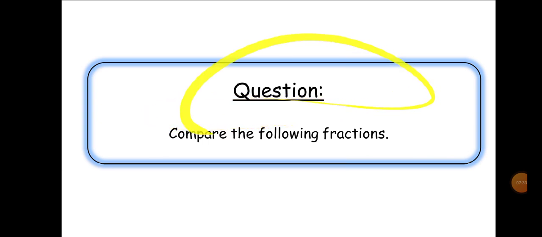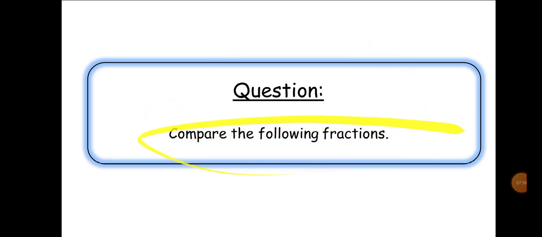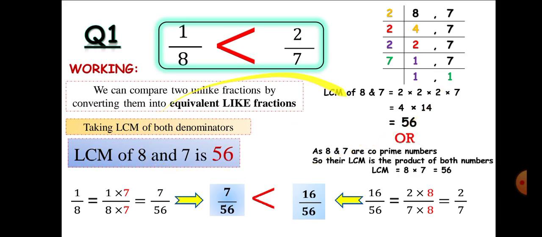Now the question is: compare the following fractions. First of all, I have 1/8 and 2/7. If you look at the denominators, they are not the same, so we have to convert them into equivalent fractions by taking the LCM of both numbers. The LCM of 8 and 7 is 56, or as you know, 8 and 7 are co-prime numbers, so you can take the product, 8 multiplied by 7 equals 56. Both ways you get the same answer. It's your choice.